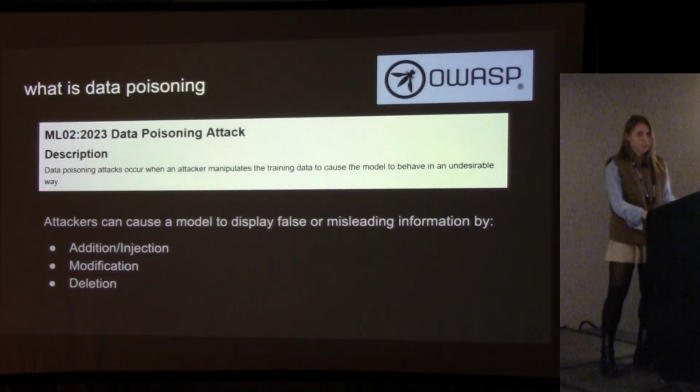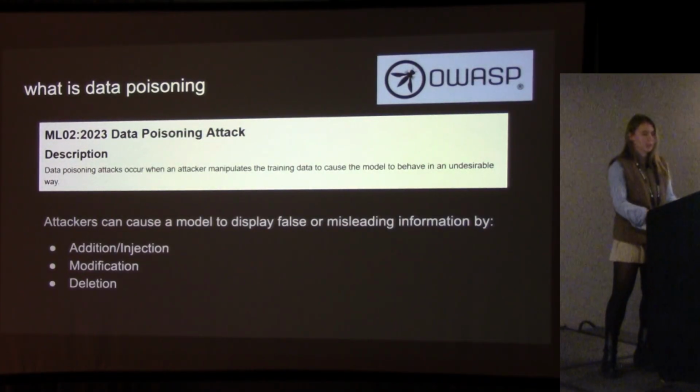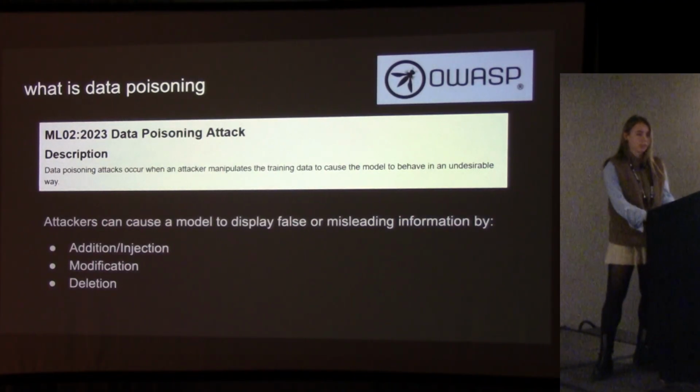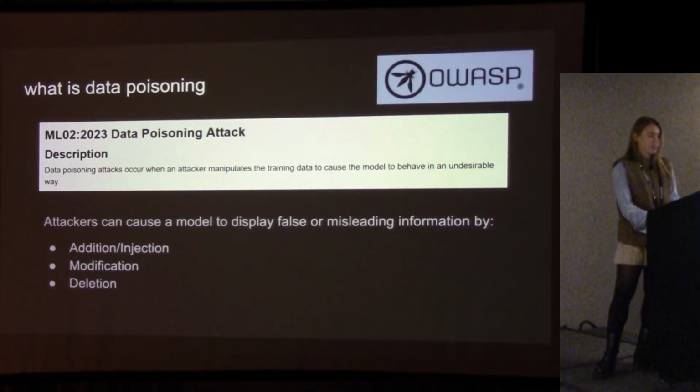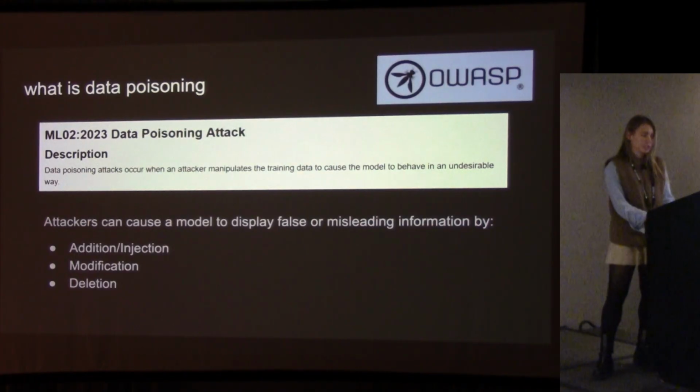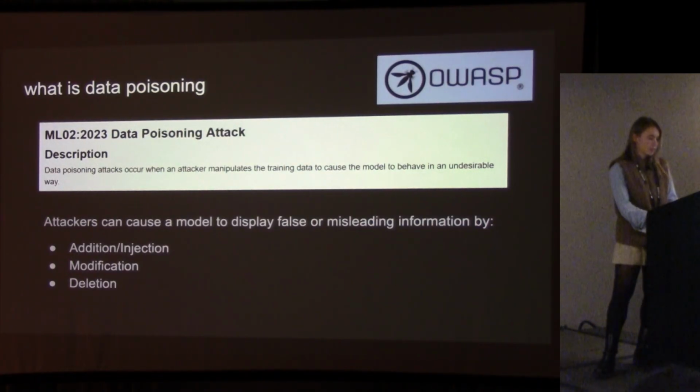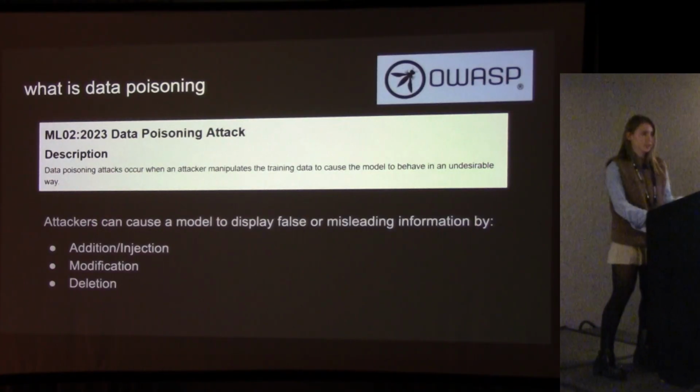This talk is going to cover data poisoning, so we can jump into a definition of it. Data poisoning is a well-known machine learning vulnerability. As defined by OWASP, data poisoning is an attack that occurs when an attacker manipulates training data to cause the machine learning model to behave in an undesirable way. Data poisoning occurs by altering data by three methods: addition, modification, or deletion of data. To understand data poisoning further, we should first seek to understand machine learning.